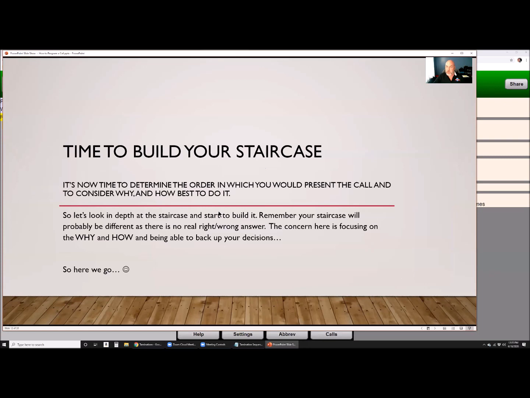Now we're going to determine the order that I'm going to call this. Again, I hope you're sitting down. There's 34 parts to this. I'm just kidding, it's not 34 parts. There's a lot of parts here that we're going to go through, and we're going to take a look at it in depth to build the staircase.